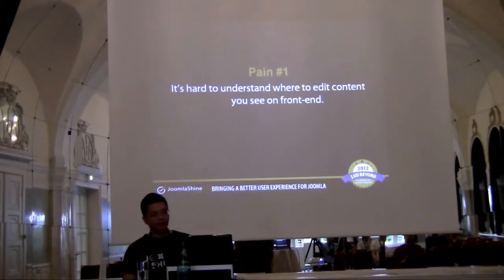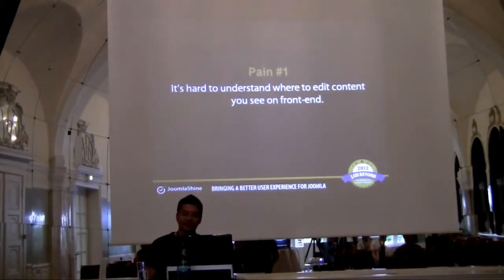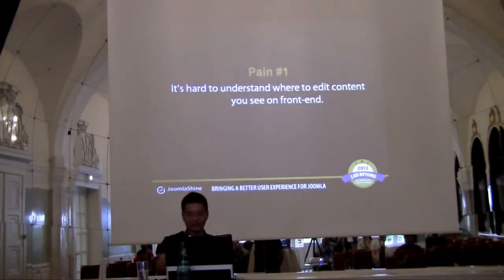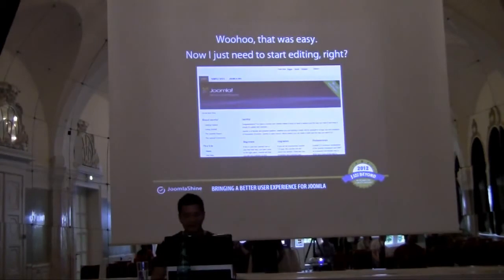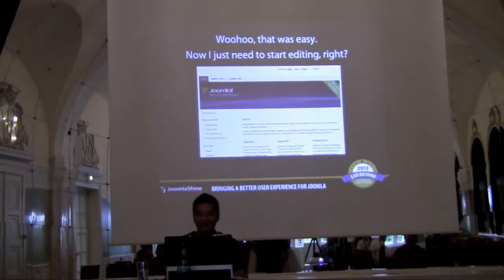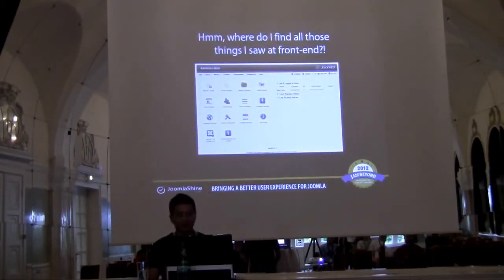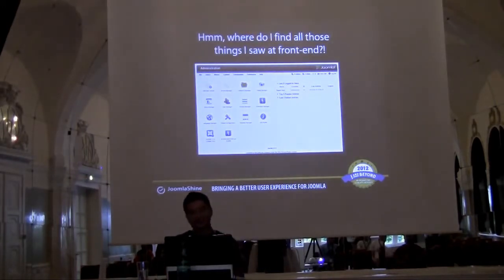So pain number one, it's hard to understand where to edit content that you see at the front end. We all know how it was. You downloaded Joomla, you installed it, and you see the demo website, the sample website in the front end. Well, wow, that was easy. I have a website now. Now I guess I just need to edit this menu, this content, and my website is ready to go, right? Well, not so fast. When you go into the back end, you will see this thing. And people will see, well, where do I start, actually? That's pain number one.